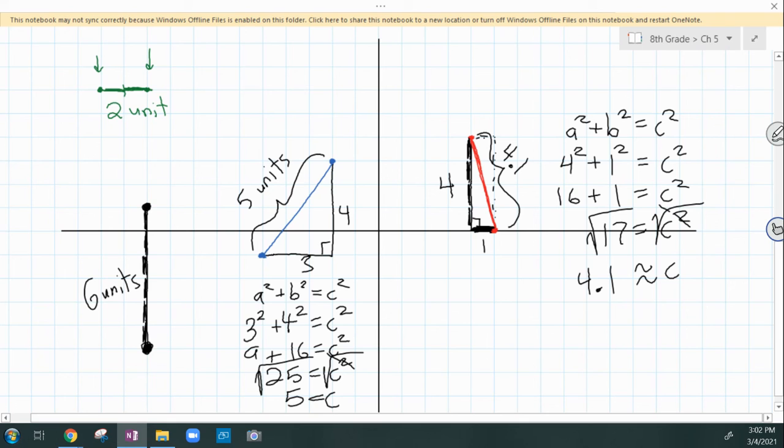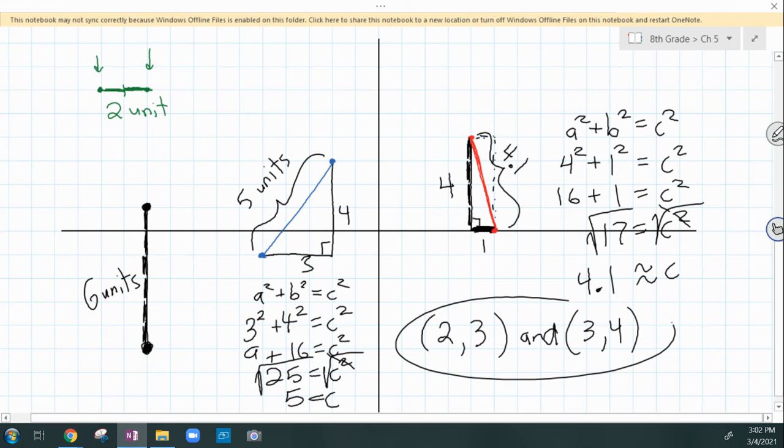Now, our goal later is for me to be able to say, what's the distance between these 2 points, 2, 3, and 3, 4? I just give you this, and I don't have it on a graph. Could you find the distance then? How'd you do it? We'll come up with that on Monday.